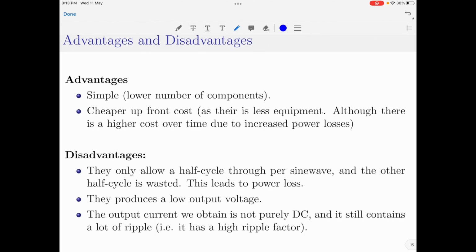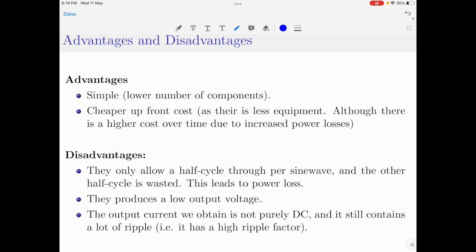Let us now move on to disadvantages. A half wave rectifier only allows one half cycle of the input supply to the load. This leads to a power loss. Coming to the second disadvantage, we note that half wave rectifiers produce a very low output voltage. Lastly, the output current that is obtained by the half wave rectifier is not purely direct current, and therefore it contains a lot of ripple. In fact, we have already seen that it has a very high ripple factor. These are the advantages and disadvantages of a half wave rectifier.